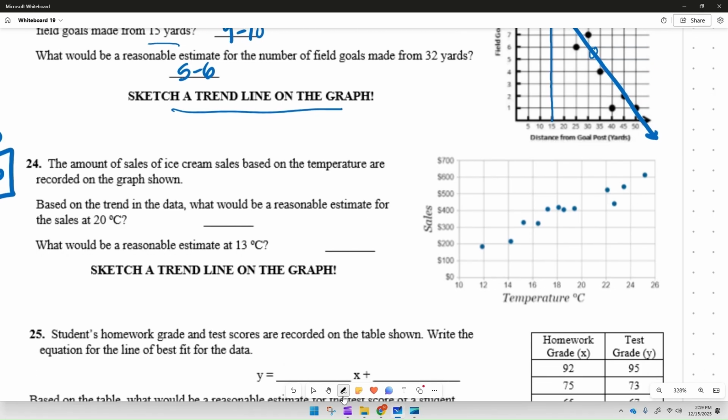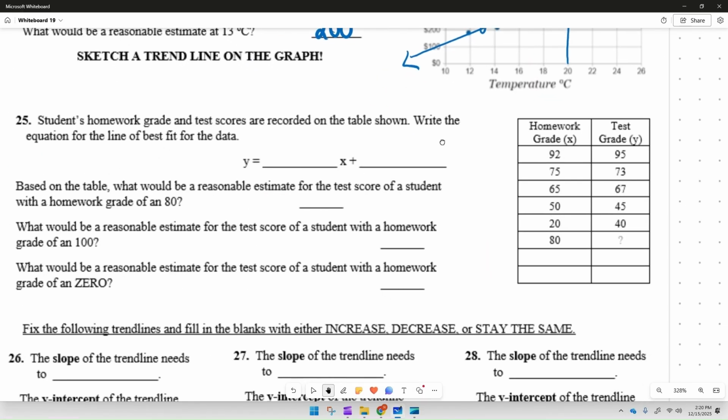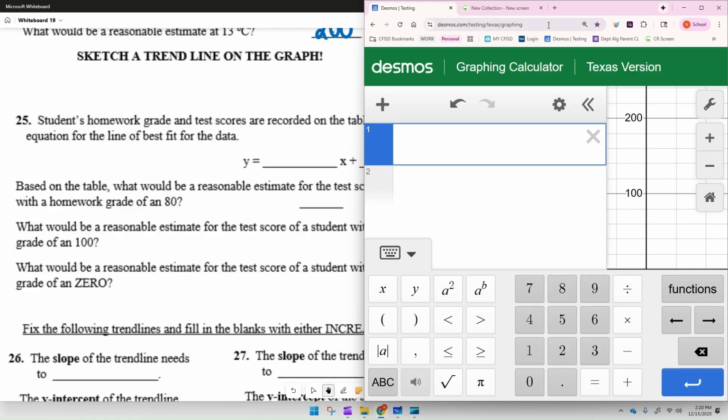Same with number 24. So we're just drawing a general trend line that looks pretty good. We want to go 20 degrees. So 20 degrees is our x-axis. So 20 degrees is right there. That's right about $400. And then 13, we're at about $200. So we're not nearly making as much money in terms of ice cream sales when it's colder. And that makes sense. We've sketched the trend line on the graph. Now, the next problem, we have a little bit more accuracy that we can do and rely on in terms of our scatter plot. So we're going to go ahead and bring up Desmos.